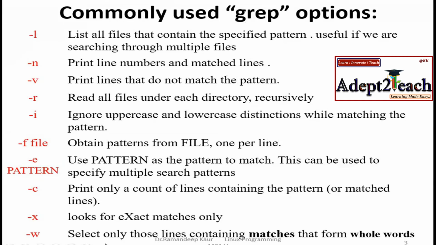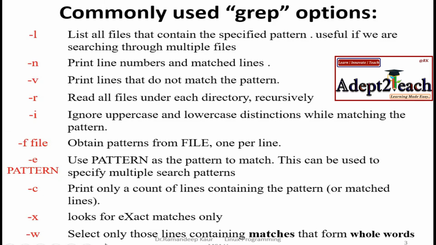Now hyphen e, along with it you have to write a pattern. So this means this particular pattern should be searched. If you want to search more than one pattern, then you have two options. Either write the patterns in a pattern file and read one pattern, one line at a time, and match it with the files, or alternatively you can mention all the patterns right on your screen using the hyphen e option. So hyphen e one pattern, hyphen e another pattern, hyphen e another pattern. So you can use either hyphen f file or you can use hyphen e and the pattern.